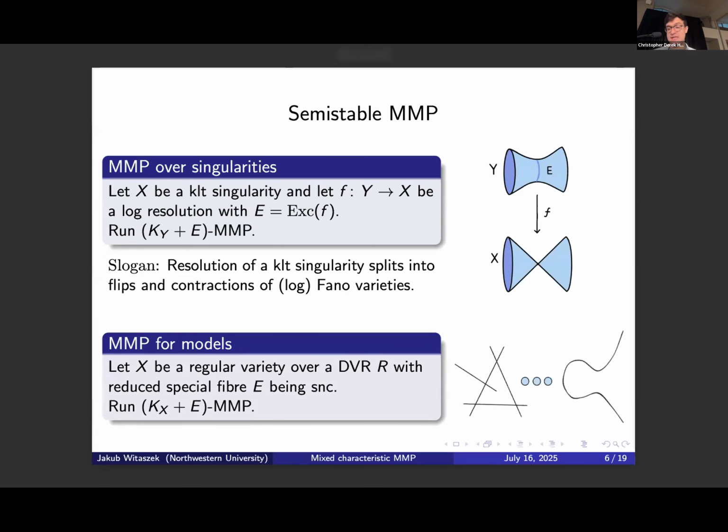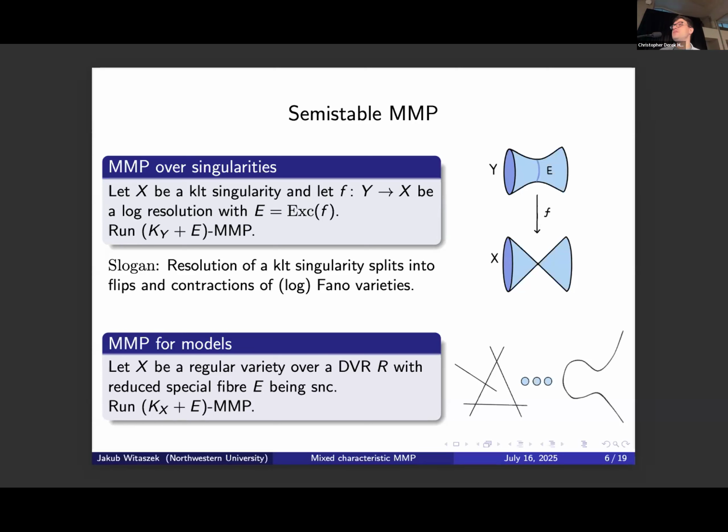The second type of MMP that is very useful is the minimal model program for models. In here, we have our elliptic curve, and let's degenerate this elliptic curve to a union of 3 lines. Now, that will be pretty boring, so let's pick a point on this special fiber. Let's pick this point and blow it up. This way, we get a new degeneration, where the special fiber consists of 4 lines. Okay, so let's call this model X.